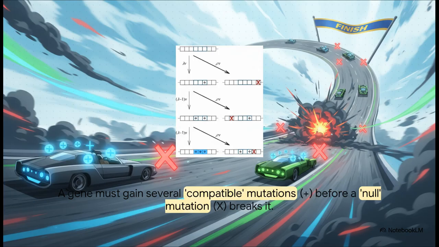Okay, let's look at this diagram from the paper because it explains the race perfectly. The duplicated gene has to accumulate a bunch of specific compatible mutations. Those are the little plus signs. But at the exact same time, any random mutation pretty much anywhere else could just break the gene completely. That's the big red X. The paper calls this a null mutation. The whole game is to get all the pluses before a single X knocks that gene copy out of the race.